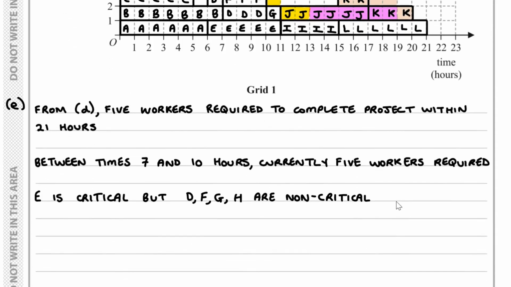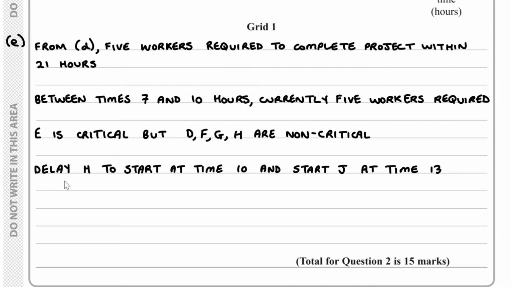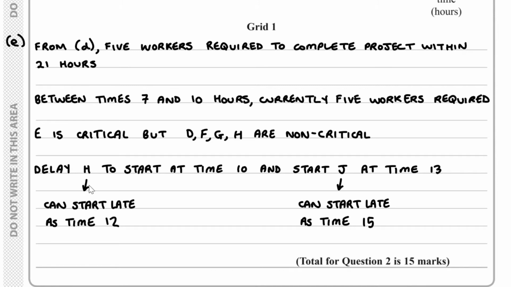So let's just write all this down into some sort of words. So we can delay H to start at time 10 and start J at time 13. And that's because we can start H as late as time 12 and J as late as time 15.